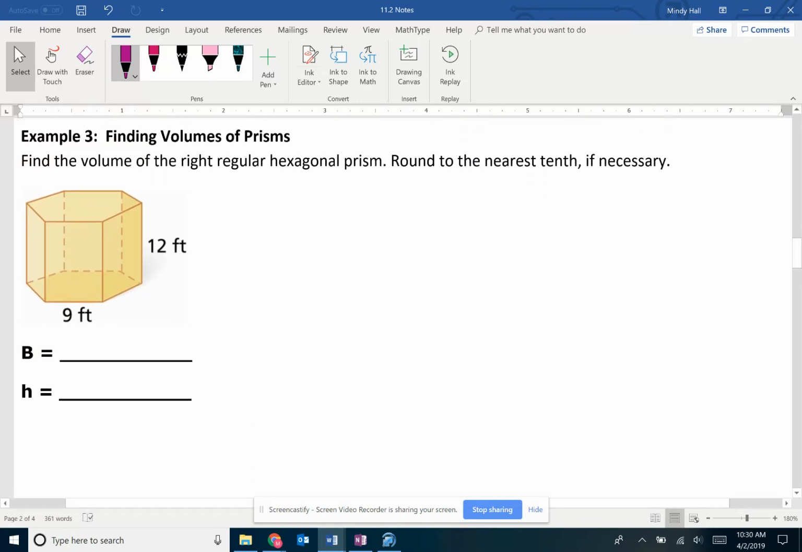So finding the volume of prisms can be slightly more complicated because you might have to do some extra work in order to be able to solve this. So looking at this, we have a hexagonal prism. And in order to find the base area, remember that the base area is your apothem times the perimeter divided by 2. So if I want to find that base area, I have to know what the apothem is. And the problem is I don't know what that is right now. I do know that one side of my hexagon is 9 feet.